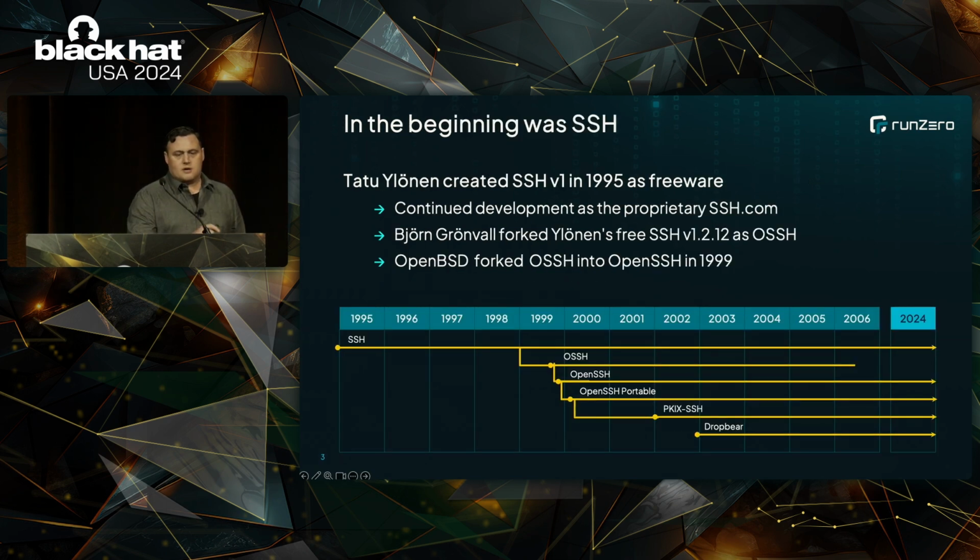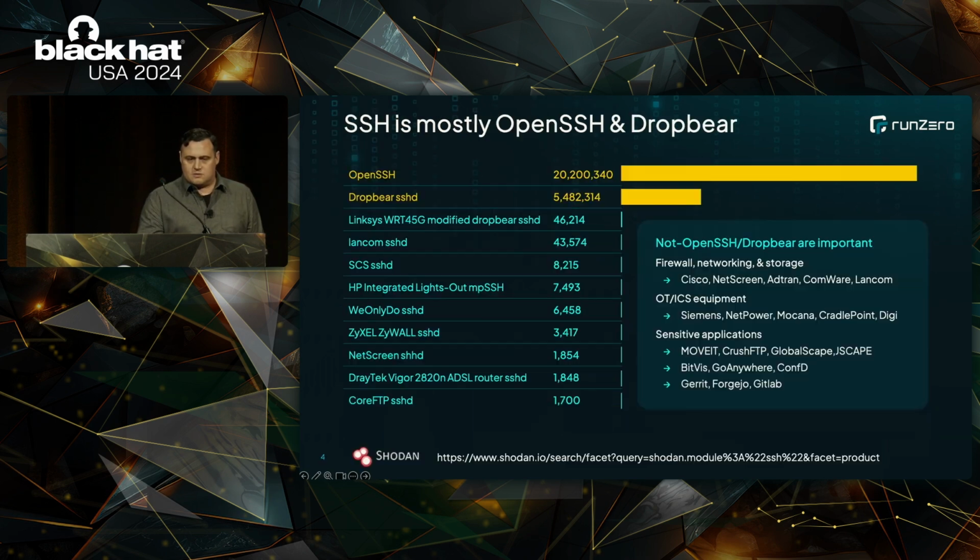So in the beginning, 30 years ago, there was SSH. Tatu Ylönen created SSH v1 back in 95. It was forked into OSSH. It was forked into OpenBSD's OpenSSH, then became OpenSSH Portable. Later on, PKIX split off, and then you've got Dropbear. So there's a lot of different versions of SSH based on OpenSSH, but then you also have Dropbear as a separate code base. In addition to those two, there's a long tail of other stuff out there.